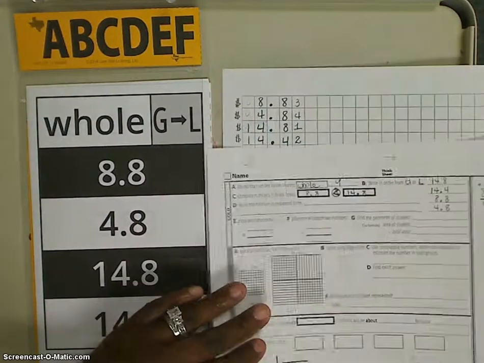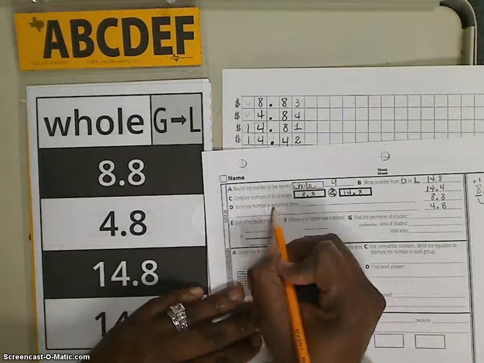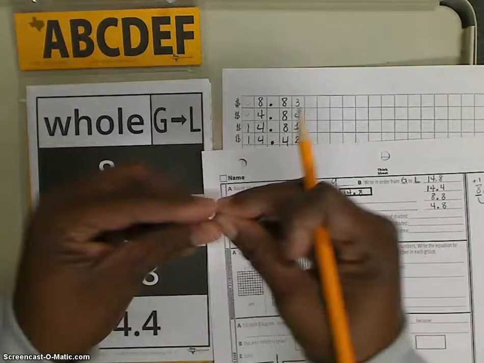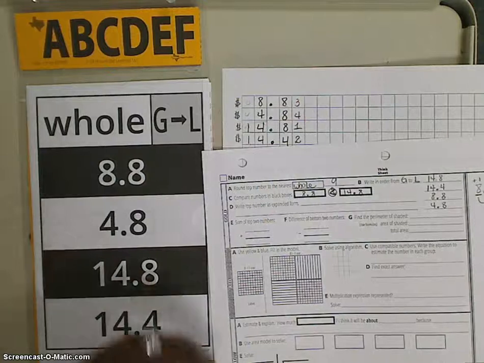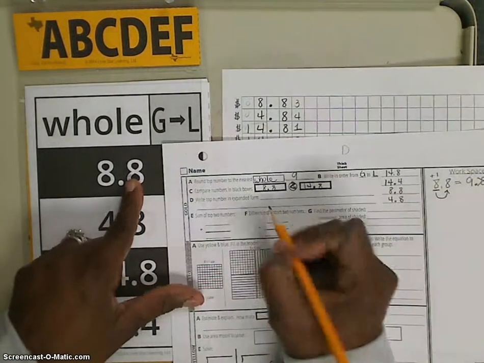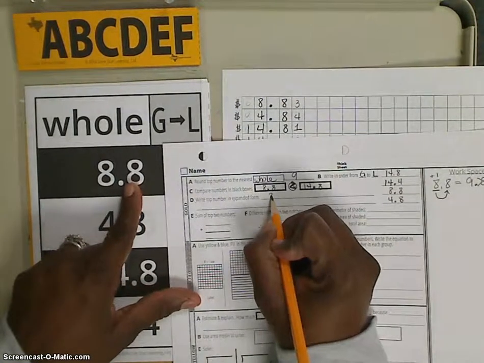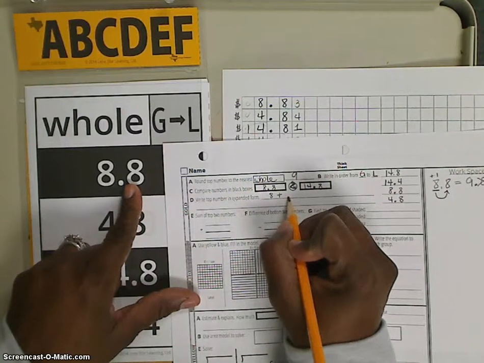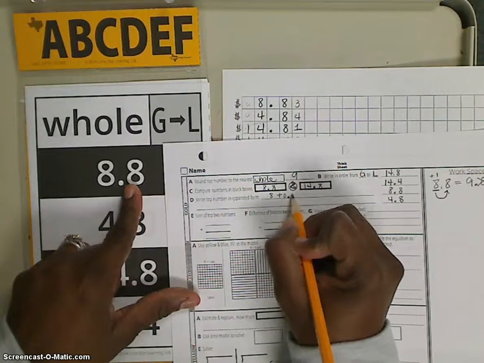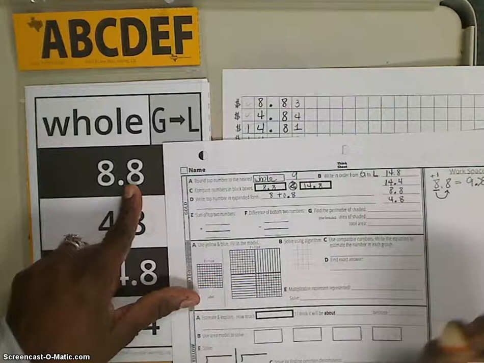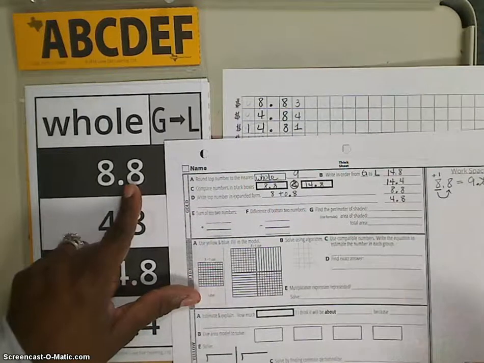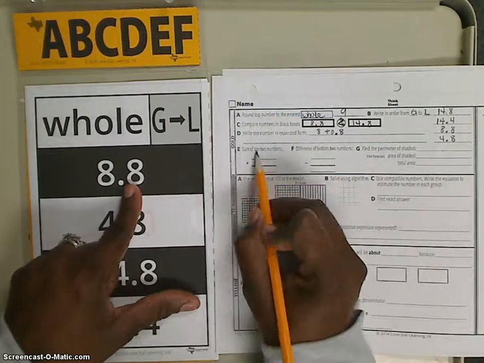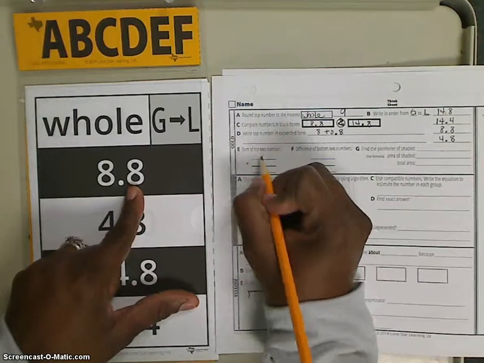All right, look at D. Write top number in expanded form. Remember, expanded form is when you take a place value and you stretch it out number by number. So first we have 8 1s plus 8/10. Done. That was too easy.